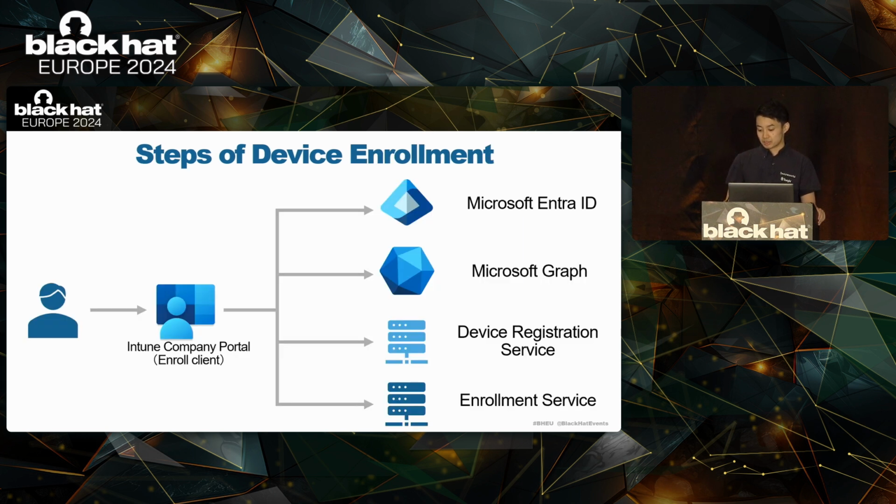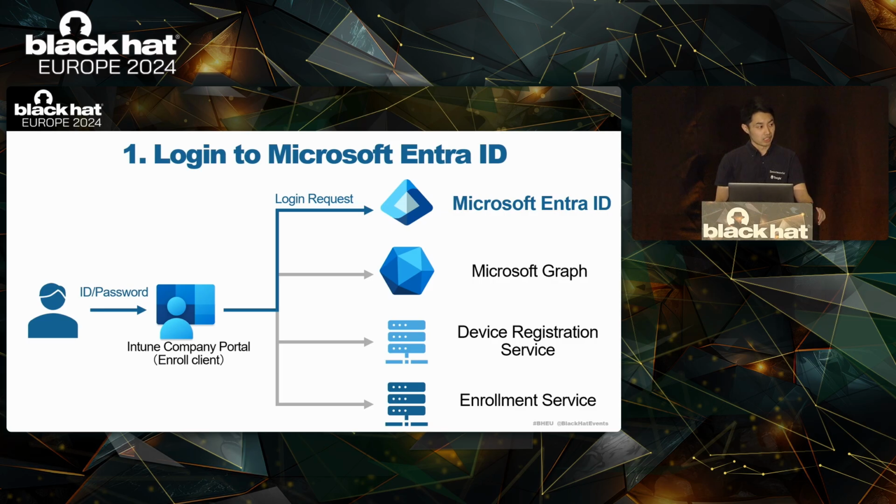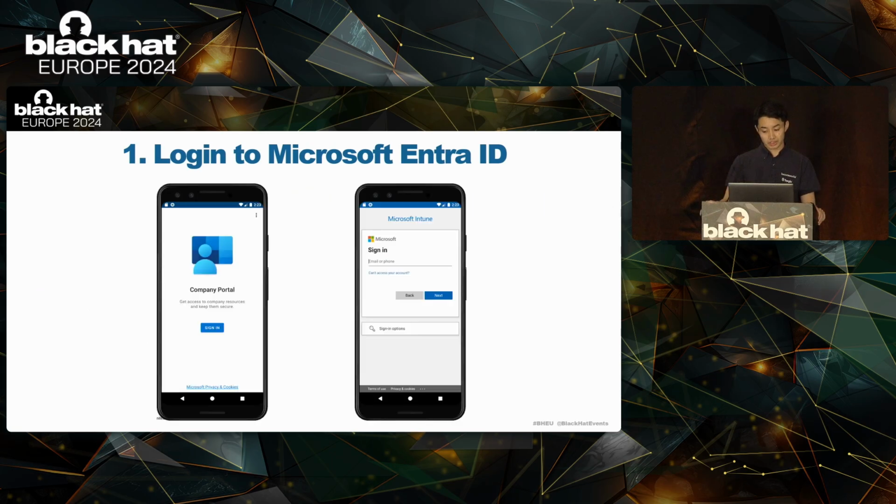So I'm gonna talk about the steps of the device enrollment. And if you want to enroll your device, first you need to install the Intune Company Portal app in your smartphone. And once you install your app and open it, you need to log into Entra ID. I think you might have seen this before, but you type your email and password into this app like this.